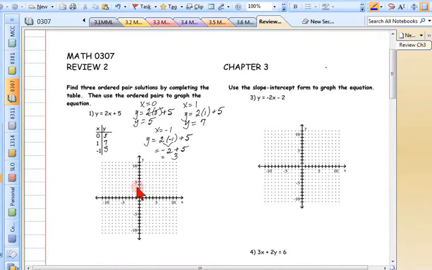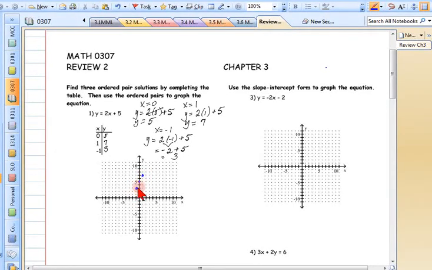Down on the grid, the first point I need to graph is 0, 5. That means go 0 in the x direction, but go up to 5. Next, I have 1, 7. That means go to the right 1 and go up 7. There's the second point. The third point I have is negative 1, 3. From the origin, I go left 1 and up 3, and I have my third point.